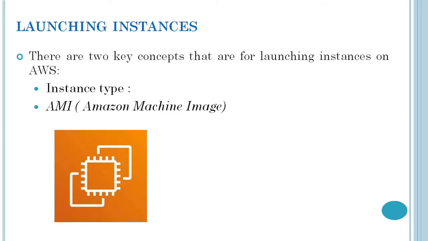There are two key concepts for launching instances. First is instance type. It determines the hardware of the host computer. Each instance type offers different compute, memory, and storage capabilities. Second is AMI, which is Amazon Machine Image. It is a template that contains software configuration, for example, an operating system and applications, etc.